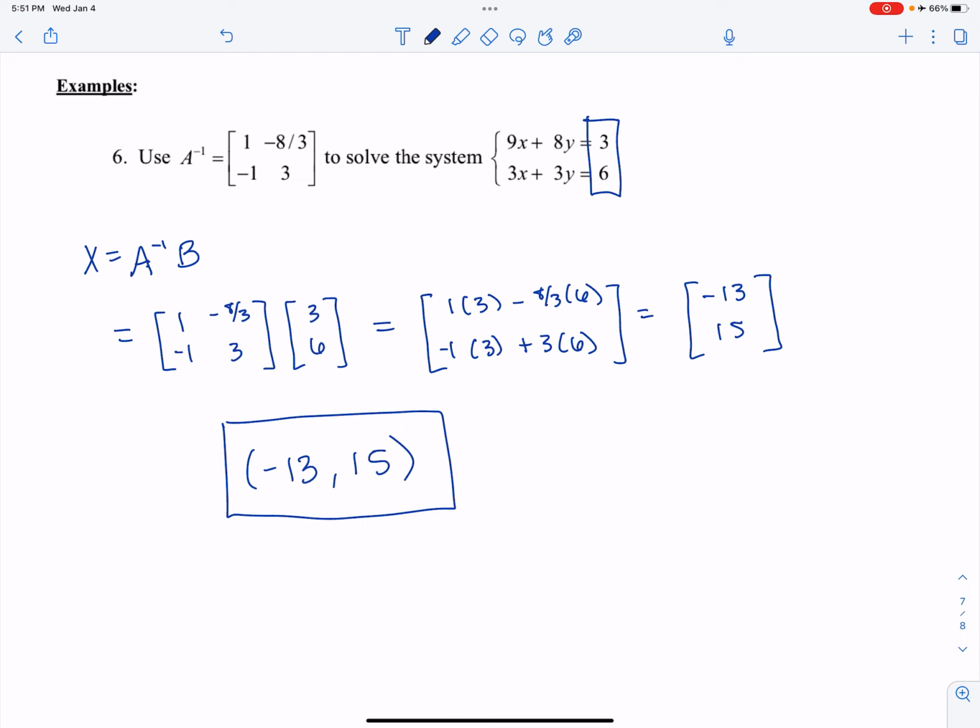Pretty awesome. I really enjoy that. Using the inverse to solve it is a lot quicker if you have the inverse, or if it's easily findable, if you can solve for the inverse quickly. It's a nice little shortcut.